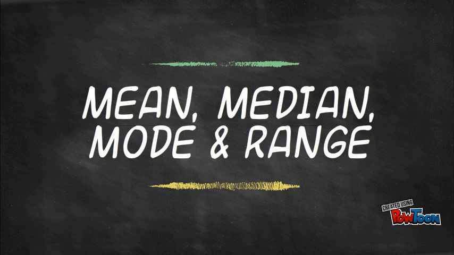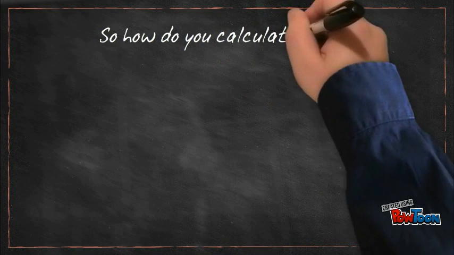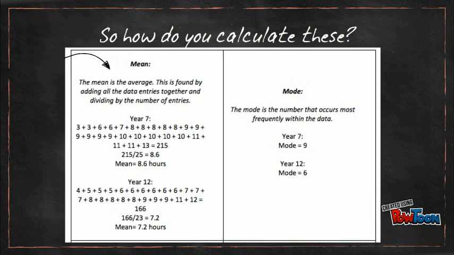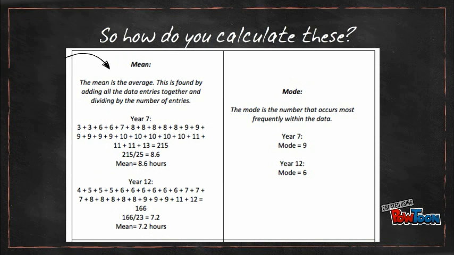From the data, the mean, median, mode and range need to be calculated, which are summary statistics of the data. So, how do you calculate these? These functions are simple enough to complete using Microsoft Excel, but it's important to know how these answers are worked out manually. The mean is the average, which is calculated by adding each of the data entries together and then dividing by the number of entries.